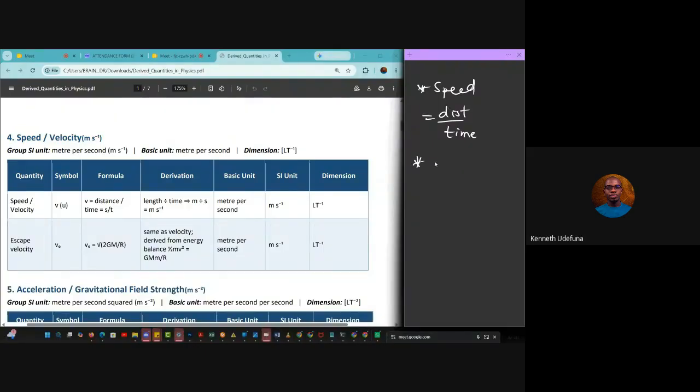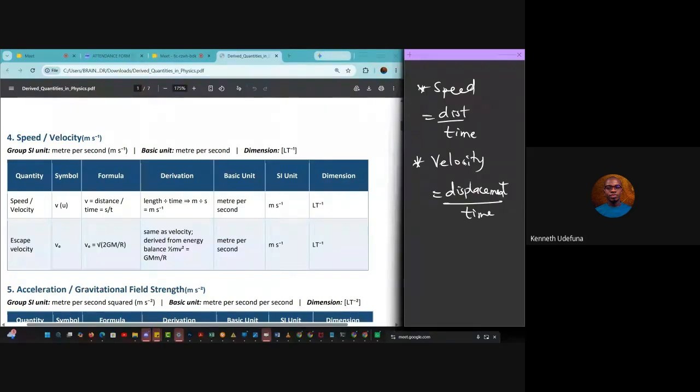Then the next one is velocity. Velocity is given as displacement over time. And velocity is a vector quantity. Why do we call it a vector quantity? It has magnitude.